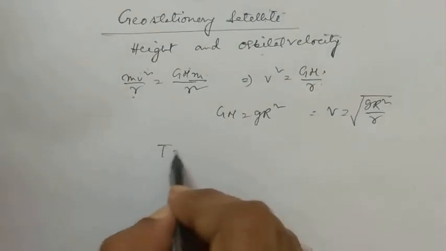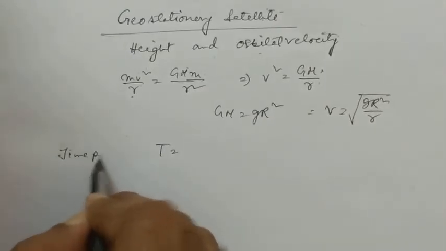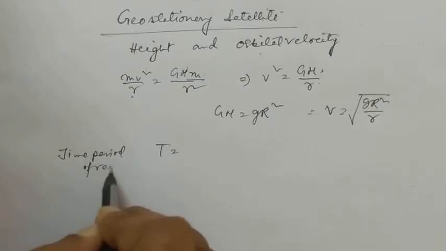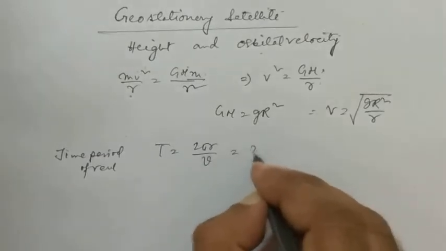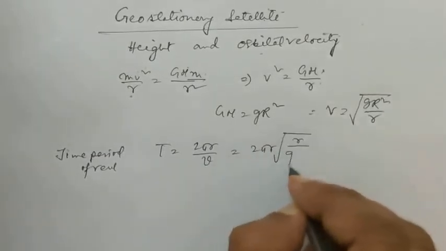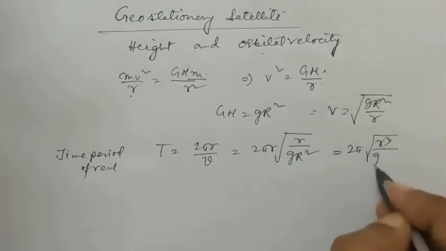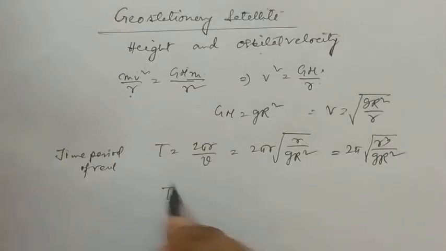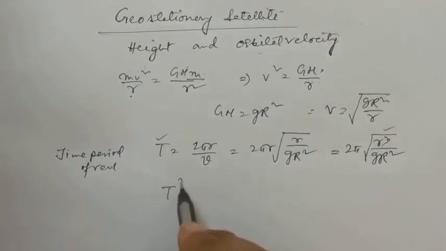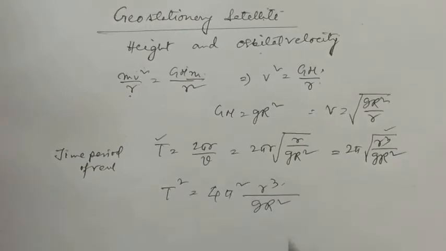Now T is the time period of revolution. So T is equal to 2 pi r by v, which gives 2 pi r by square root of gR square by r, which is equal to 2 pi root over r cube by gR square. So the expressions are similar to what we have found out. Now if we square both the sides, T square is equal to 4 pi square r cube by gR square.